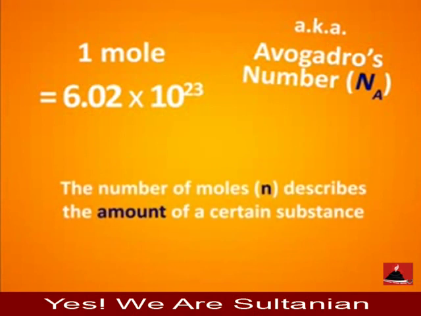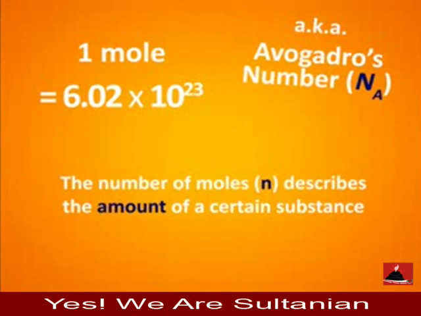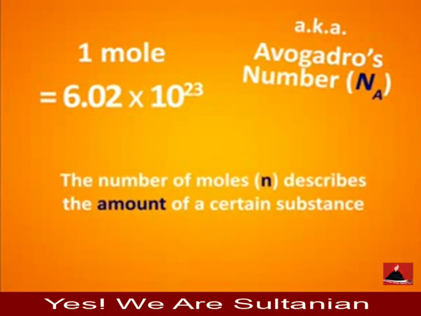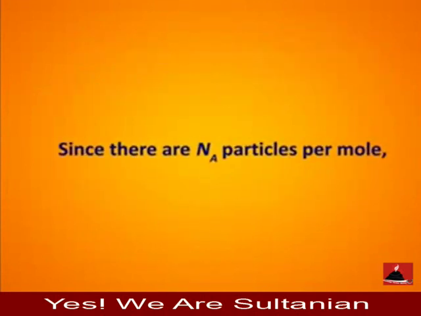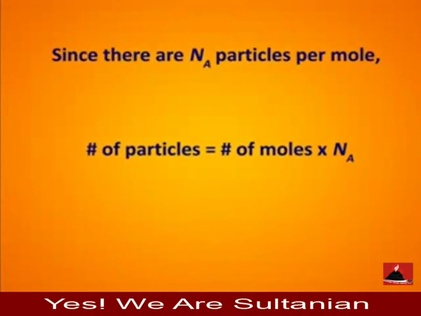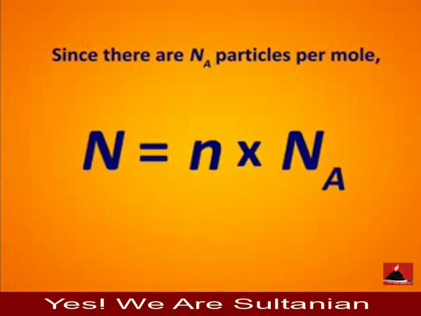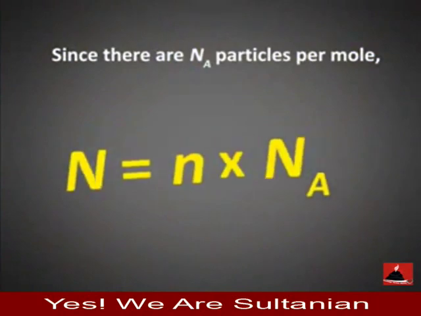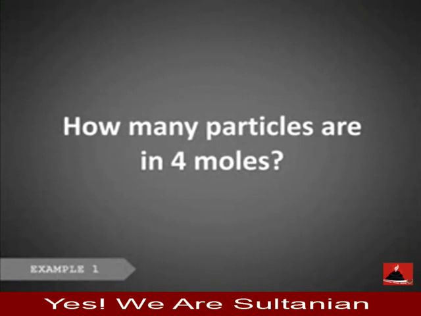The number of moles is given the symbol lowercase n and represents the amount of any substance, not just carbon-12 atoms. We can therefore derive some simple calculations. Since there are 6.02 times 10 to the 23 particles per mole, the total number of particles should equal the number of moles multiplied by 6.02 times 10 to the 23rd. Using symbols, we write this as capital N, which is the total number of particles, equals lowercase n multiplied by capital N sub A. Let's do a few standard high school questions to get the hang of this concept.